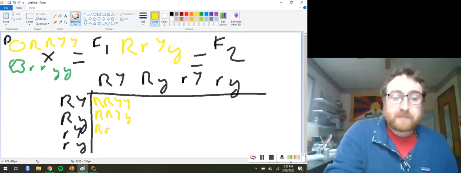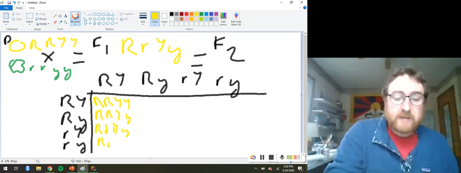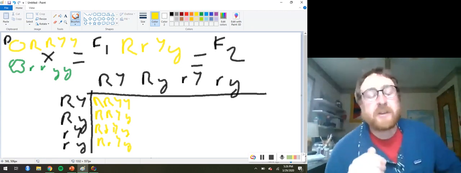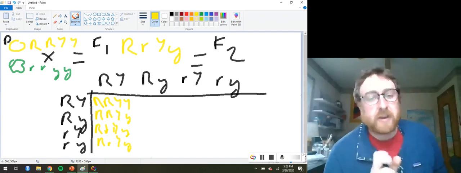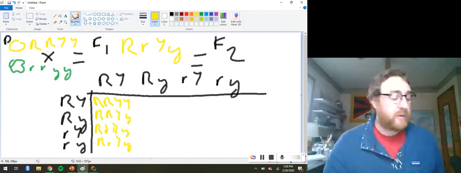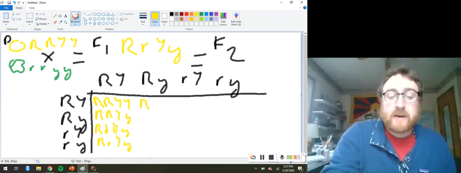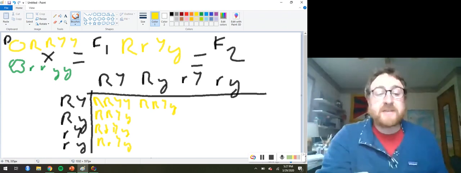Next, big R, little r, big R, little r, big Y, little y, big R, little r, big Y, little y. So they're all going to be expressing all those dominant traits. They're all going to be smooth yellow seed colors. So let's go down our next row then. And so here we're going to have big R, big Y, little y. So again, all those dominant traits are going to be expressed.